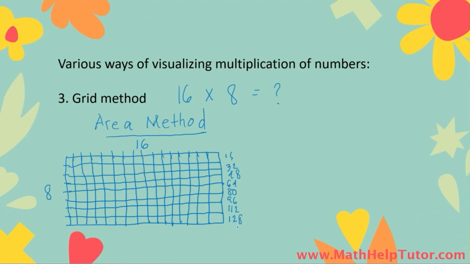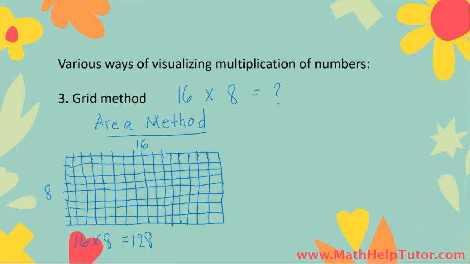128 squares. So using the area method, by drawing a rectangle which has a size of 16 squares and a height of 8 squares, and by counting all the squares inside this rectangle, we find that the answer is 128. So that is the answer to 16 times 8 using the area method. And you can see it took us a long time to find the answer, right?